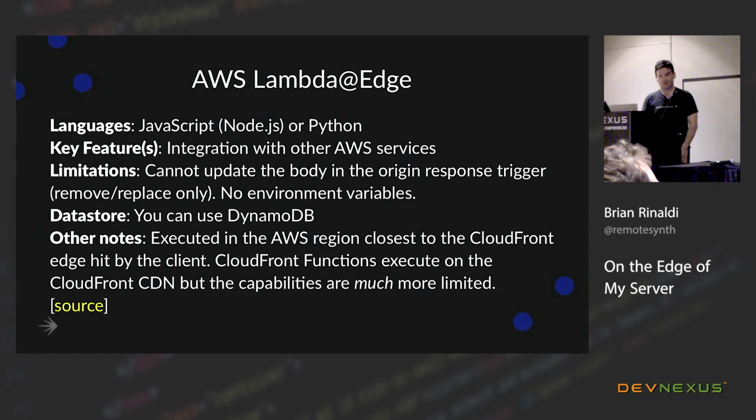The other thing to understand about AWS Lambda@Edge is that this is not deployed to the CDN. This is actually replicated across the 13 regions that AWS has. So your function is replicated across those regions, and the way it works is you hit CloudFront, the CloudFront CDN, and you're then routed to whatever the closest region is to you.